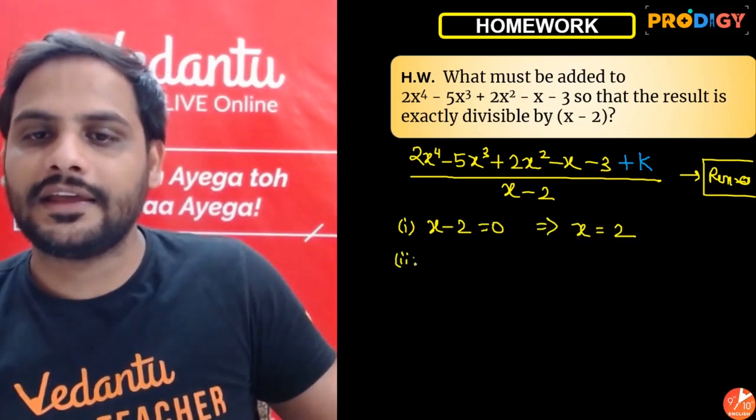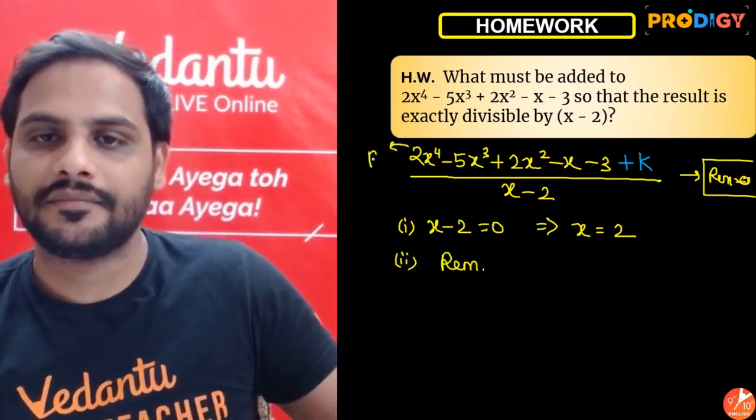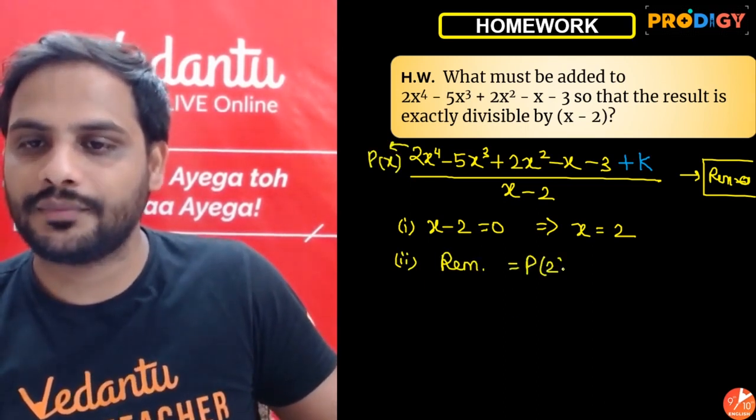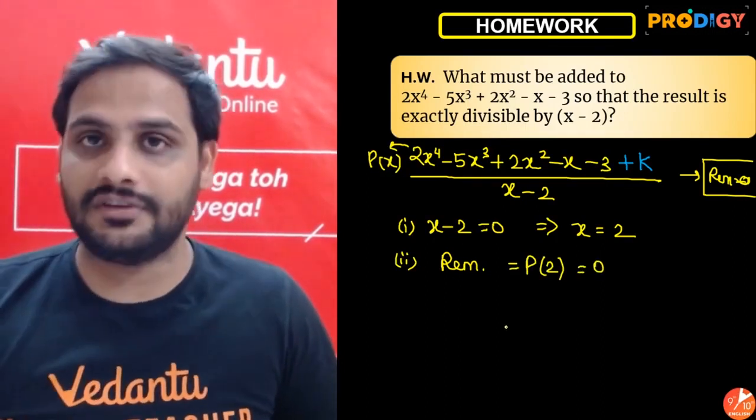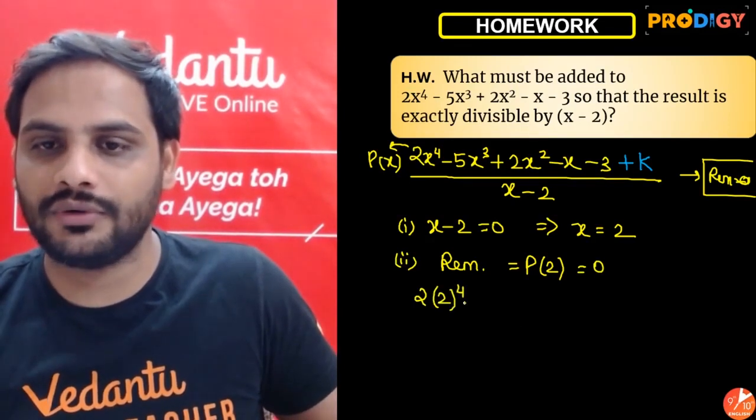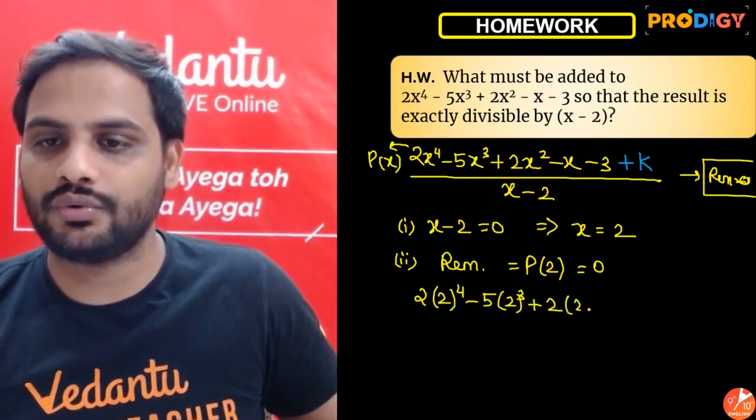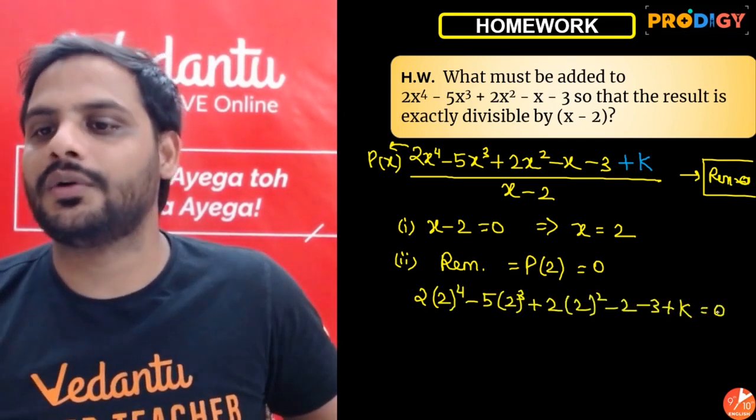Second step, I can say, sir, my remainder will be equal to the value of the dividend p of x at x equal to 2. And I know my remainder is equal to 0, because it is exactly divisible. So I'll say 2 into 2 raised to the power 4 minus 5 into 2 cube plus 2 into 2 square minus 2 minus 3 plus k equal to 0.